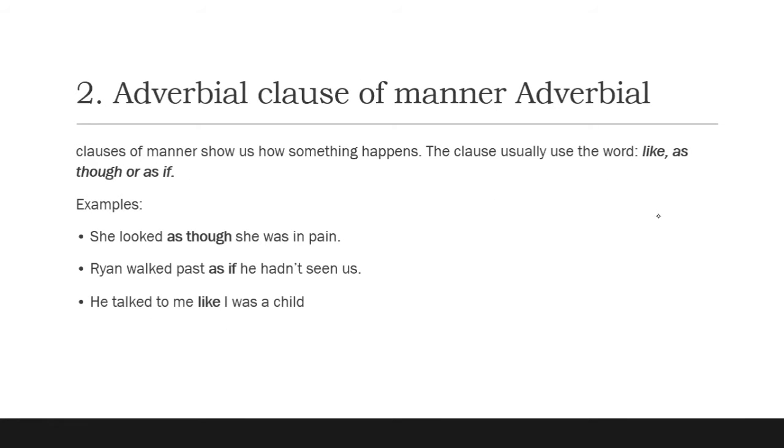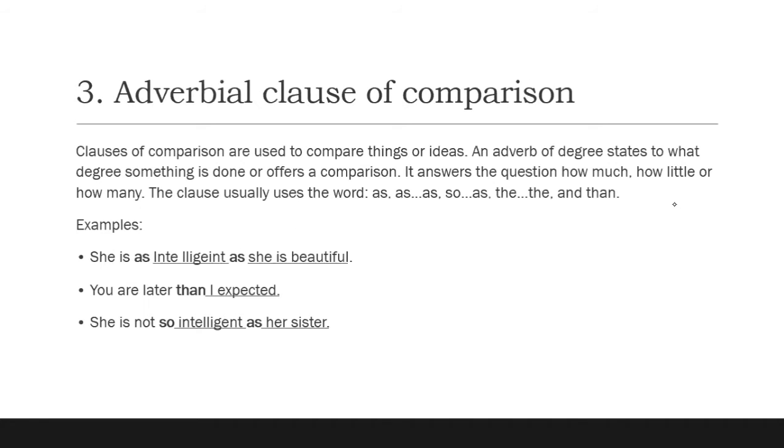2. Adverbial clause of manner. Adverbial clauses of manner show us how something happens. The clause usually uses the words like, as though, or as if. Examples: She looked as though she was in pain. Ryan walked past as if he hadn't seen us. He talked to me like I was a child.